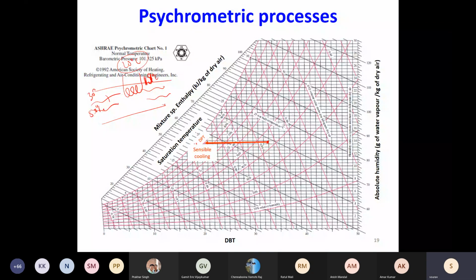So you will have sensible cooling as long as the incoming air strikes a coil whose temperature is equal to the dew point temperature or higher than the dew point temperature. But if your coil temperature is lower than the dew point temperature, then you will have cooling as well as dehumidification, because you will have this and then this.